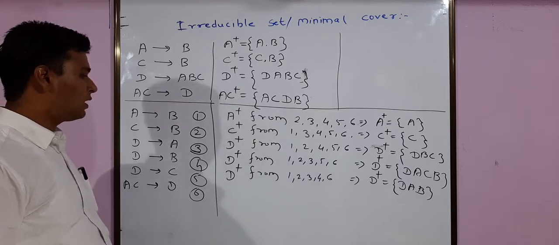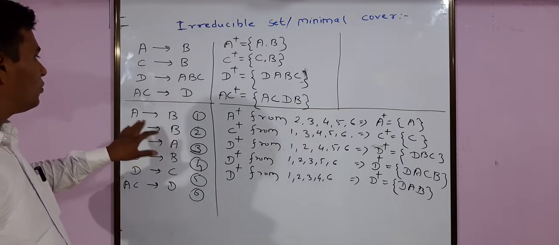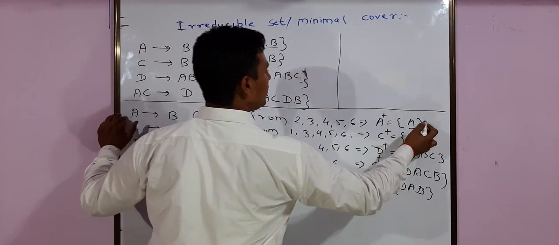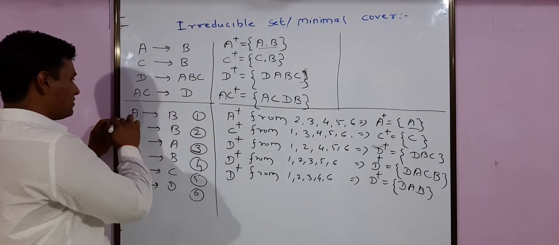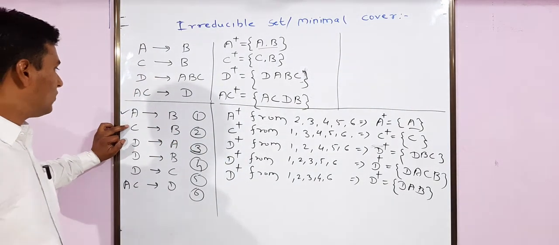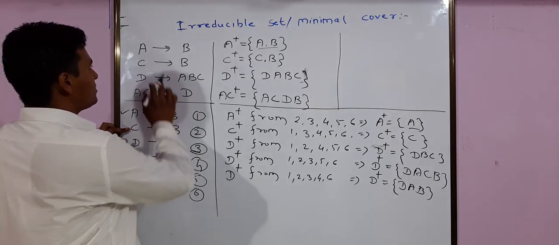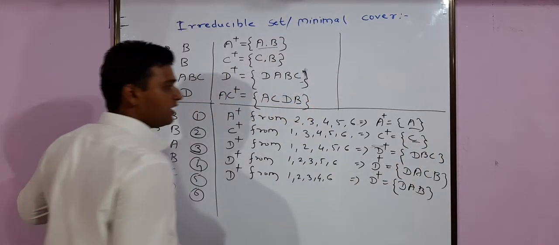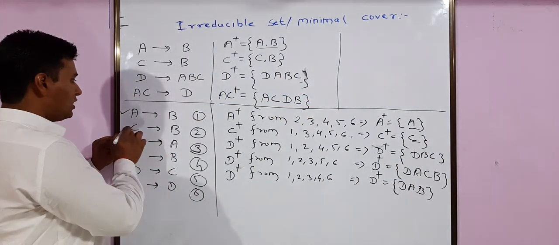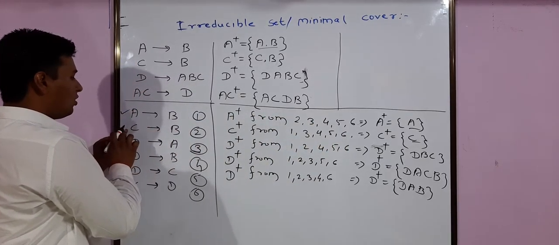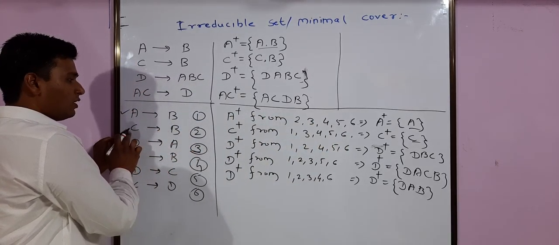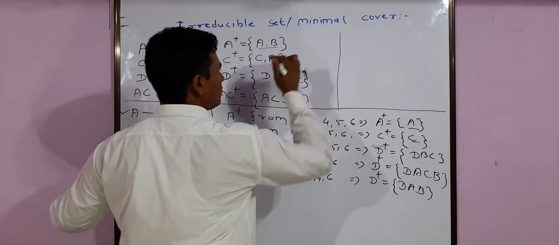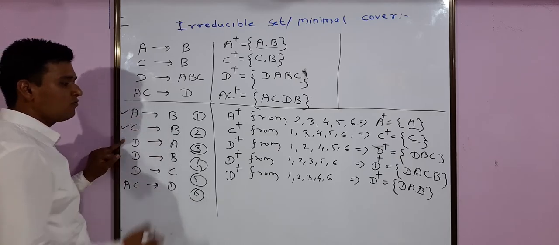Now here what we have to check. If we remove this first one, then A closure should be AB, but it is only A. So we will not remove this dependency because it is a meaningful dependency. Now again check C determines B. What is the C closure here? It should be CB, but we are getting C closure here only C, because in calculating this closure, we did not consider this functional dependency. So we can say that this is also a meaningful functional dependency.